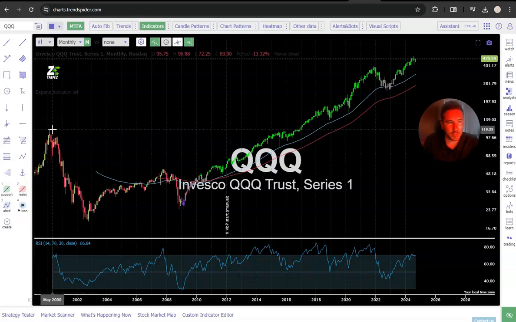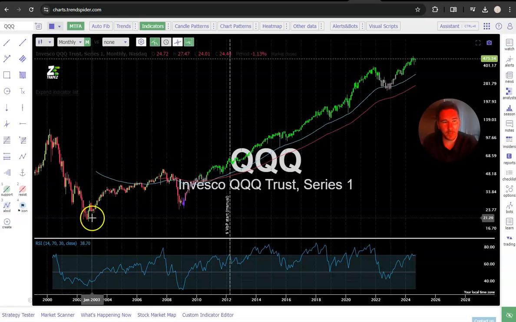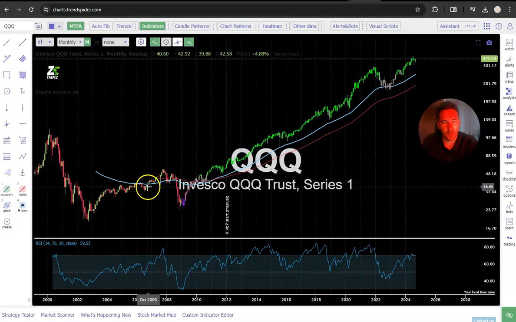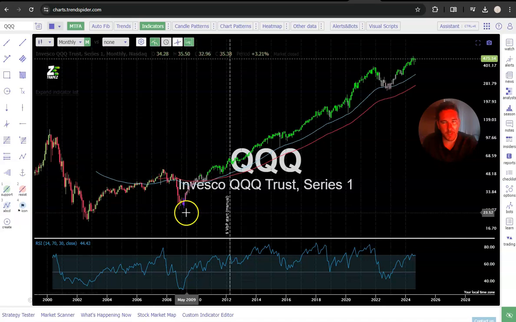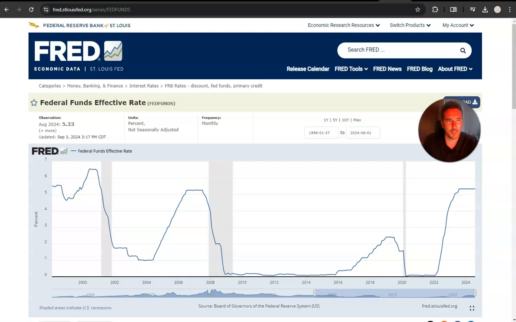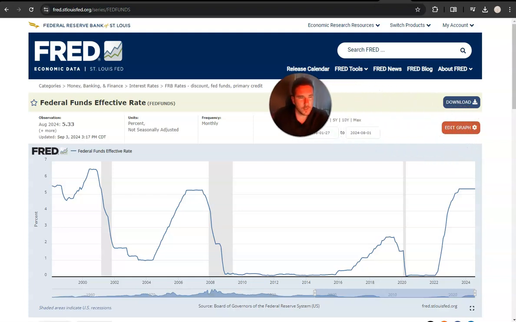$50 to 119, we went up 100% in basically a year. What happened over here? We cut interest rates after they were hiking them. And what happened? What about over here? We were raising interest rates starting back over in here, and then we cut them. And what happened? Let's take a look at the federal funds rate. Here we go. 1999, 2000. And then we cut interest rates and we collapsed.